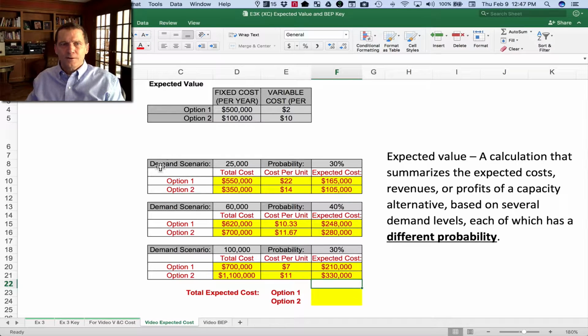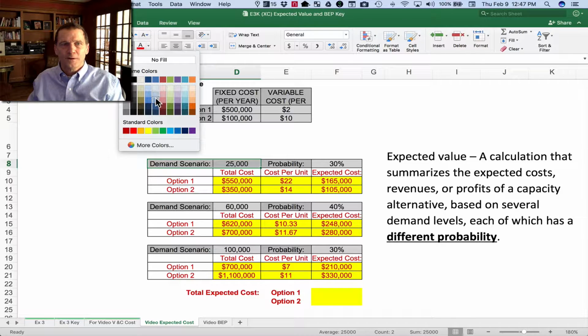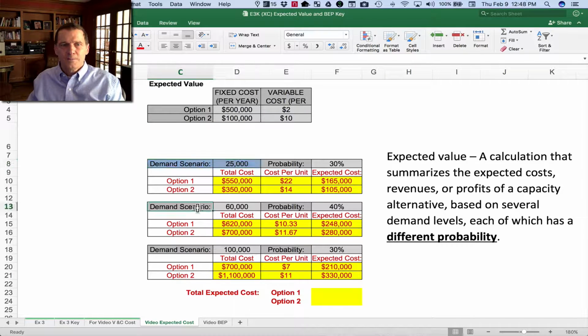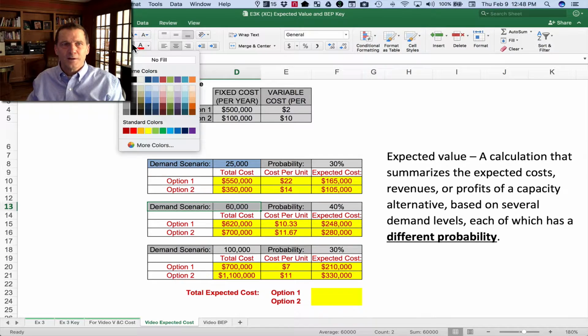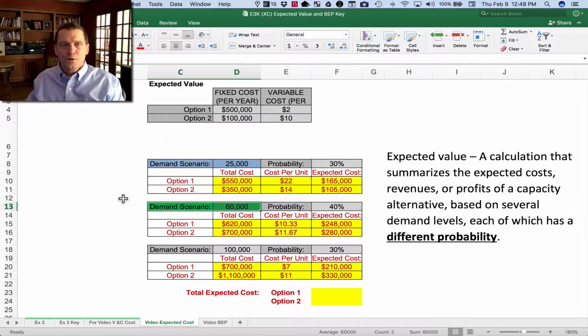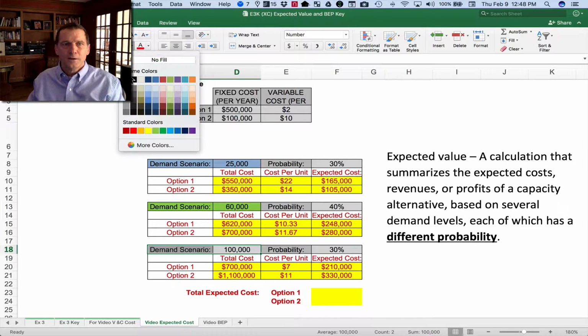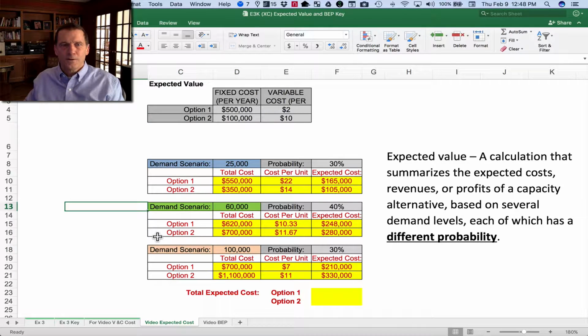Okay, so there we have demand scenario 1, change its color a little bit so you can see it differently, right? Demand scenario 1, and we've got demand scenario 2. That's too dark. You can't see that. Okay, and demand scenario 3. We'll make that guy orange. So we've got 1, 2, and 3 different possibilities, and we've got these probabilities assigned to each one.